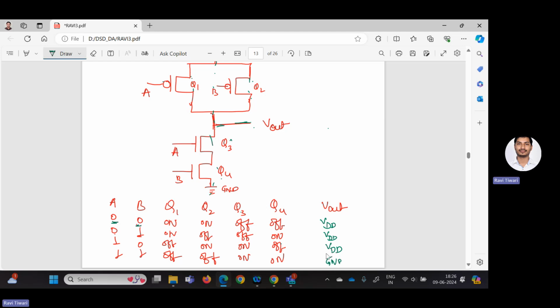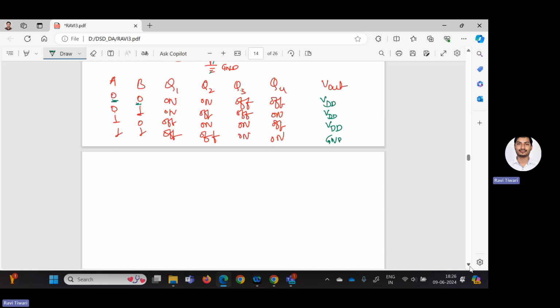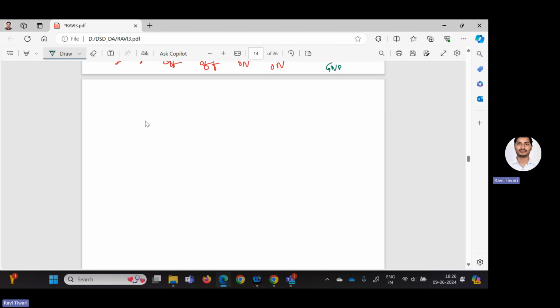So this is the way by which we can design a NAND gate by using the CMOS. I will also tell you how to design a NOR gate using CMOS.